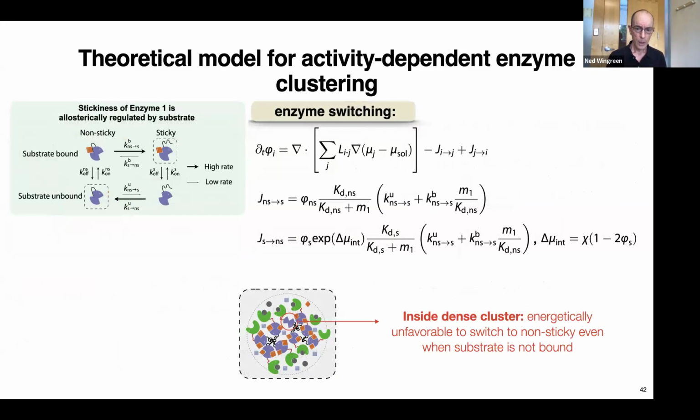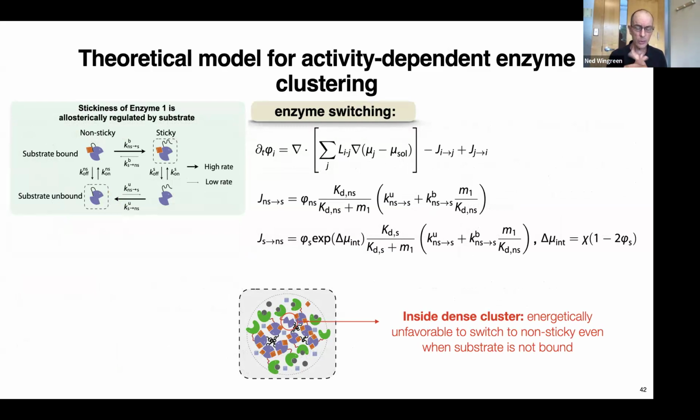Okay, so the idea is, why is this sort of self-organizing to the right size? You could imagine that inside a dense cluster, you want to have that form when the substrate is present.